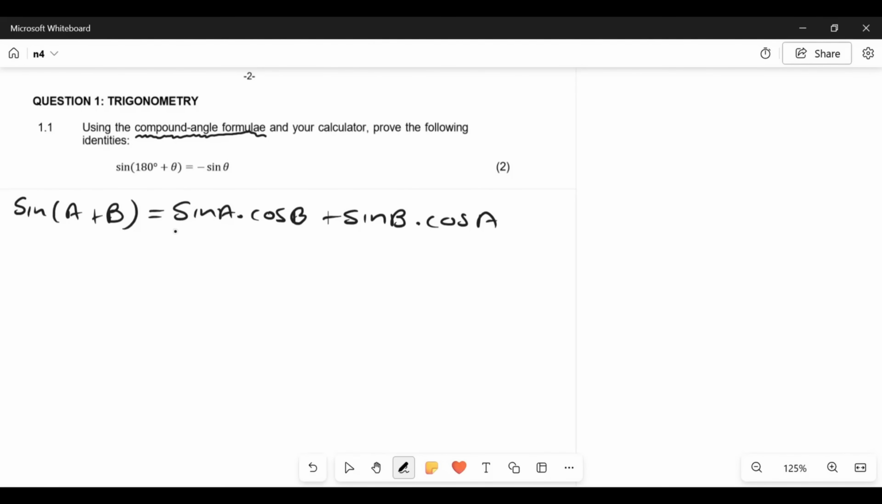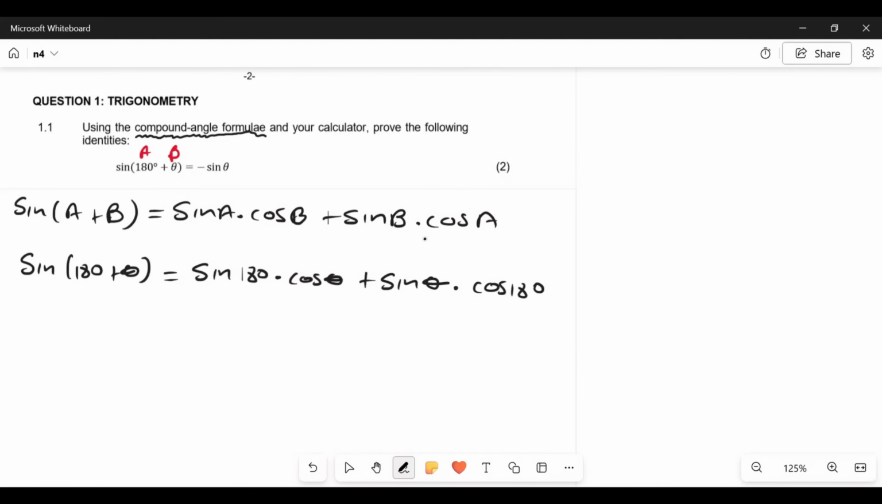Let me just do this very quickly. As you can see, we can say 180 is A, and we can say theta is B. We have to choose the one on the left-hand side. So let's do it. We have sine of 180 plus theta. If you expand this, this is going to be sine 180 multiplied by cos theta, because 180 is A and theta is B. And then we say plus, and this time around, it's going to be sine theta multiplied by cos 180.